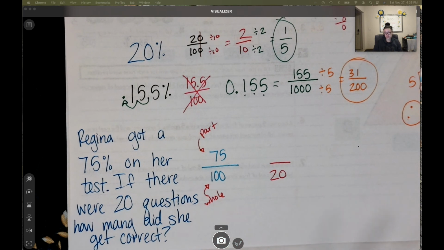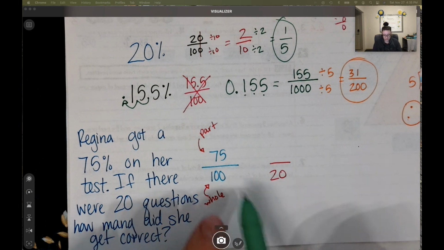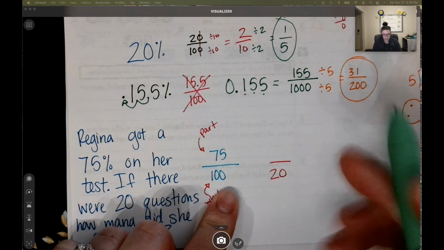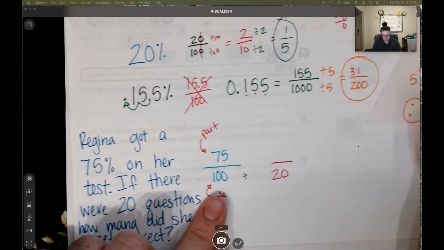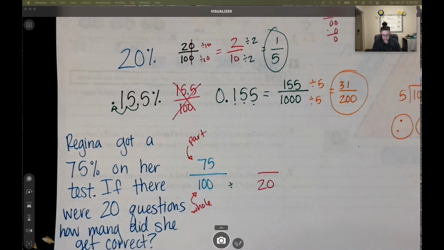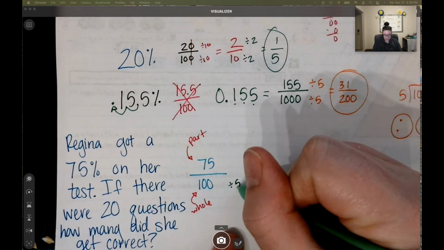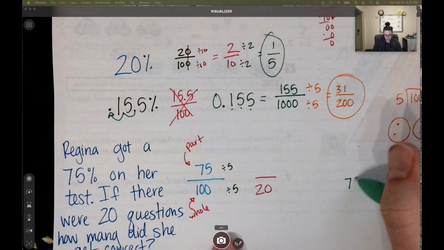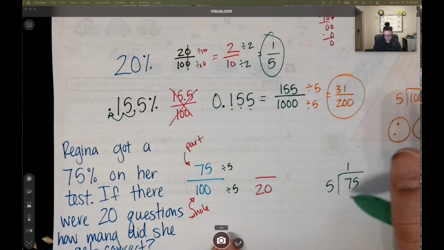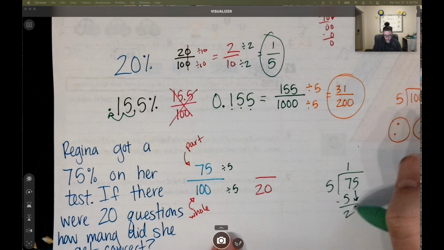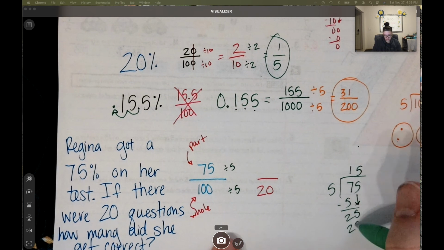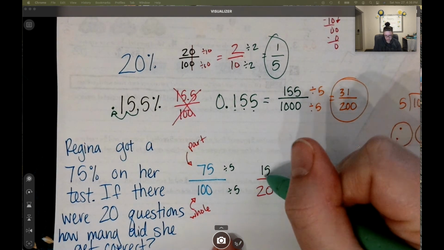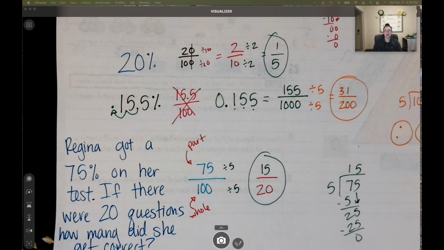A few different ways you can do this. One way, how do I go from 100 to 20? I divide by 5. So then 75 divided by 5 would be 15. So that means that she got 15 correct out of 20 questions on that test.